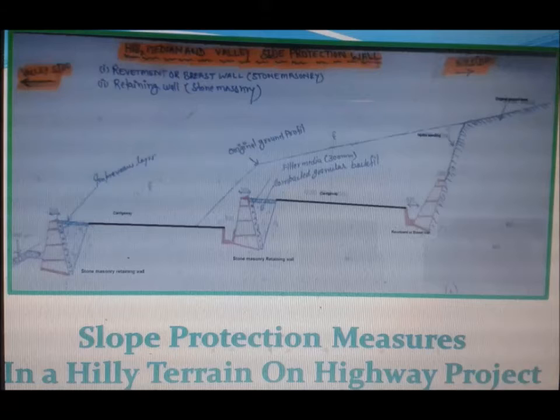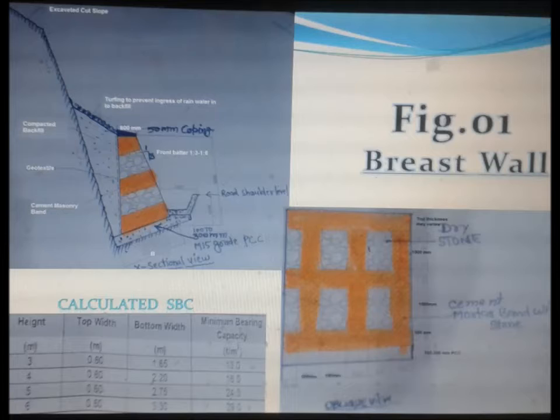This drawing shows how we developed a road in a hilly terrain like the Himalaya by half-cutting and half-filling method. In this figure, the half-filled area is protected with a banded stone masonry retaining wall towards the valley and median side. Half of the highway is developed by cutting the hill slope, and the hill slope is protected by a breast wall or revetment wall. This figure shows the basic design parameters of the wall, such as PCC, gradient slope, front batter, and back slope, different dimensions, calculated SBC for different heights, etc.